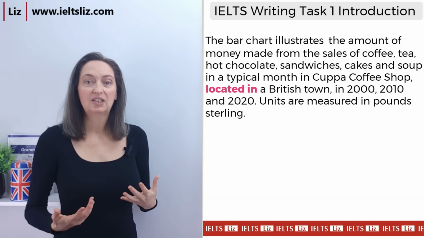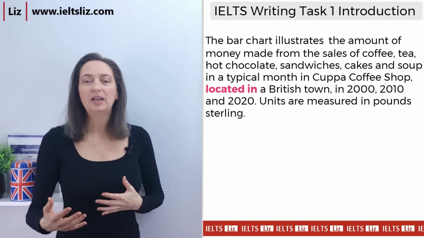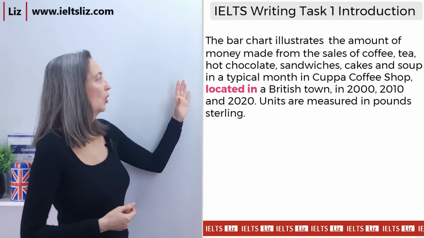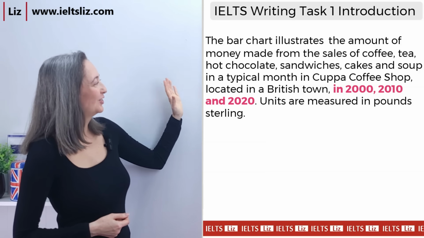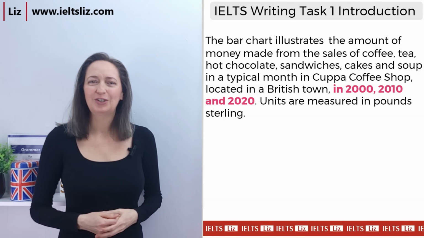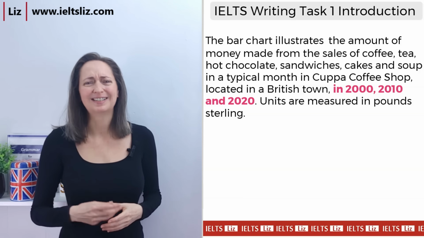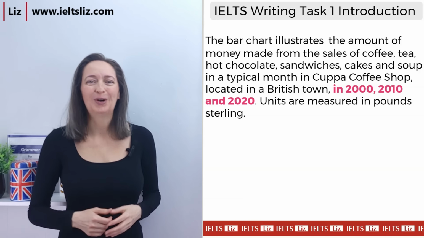Now, in this case, you could use which is located or located in. Either is fine. And then we've got the 3 years. We've got in 2000, 2010, 2020. Now, why give only 2 years when, in fact, you could very easily give all 3? Now, again, be more specific, be more accurate.